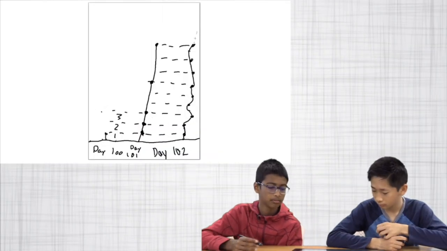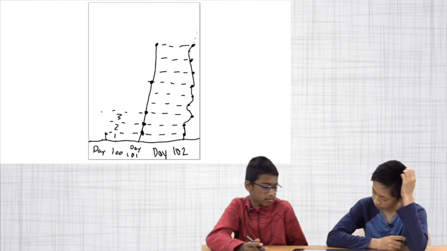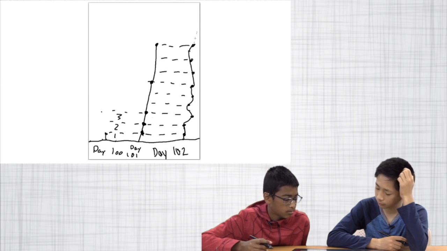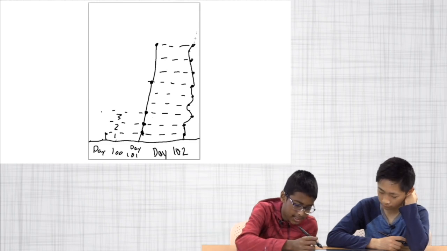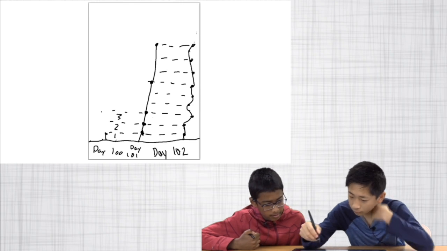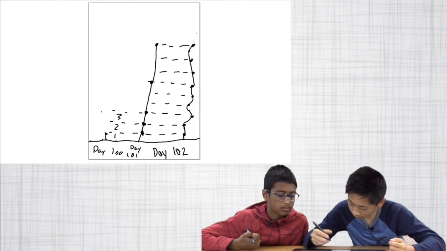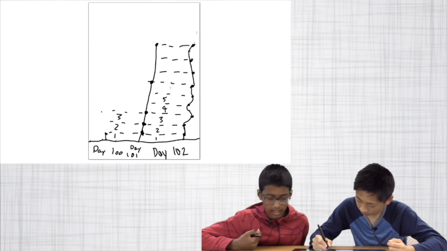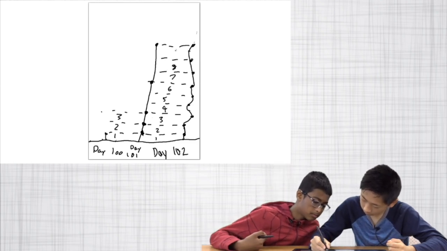Yeah, pretty good. Okay, so what do you think the relationship between the heights on day 102 and day 100 is? So there's like 9 dots, which signify the 9 heights of day 100. Okay, so how many times taller is the beanstalk on day 102 than on day 100? 9 times. 9 times as tall.